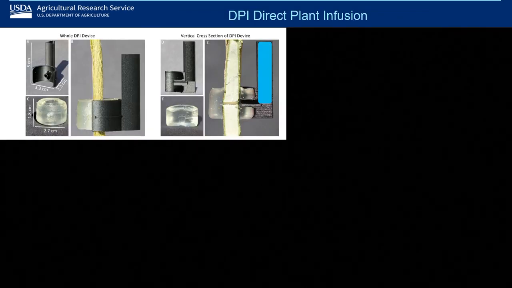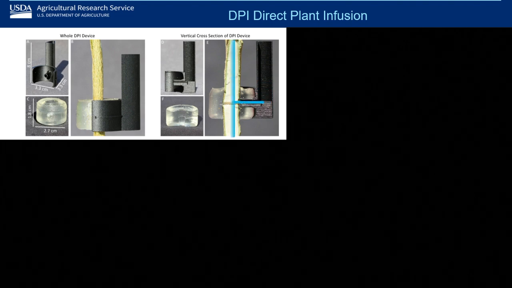We have two different systems to deliver a molecule in the phloem. One of these is called DPI, direct plant infusion. This is 3D printed, and you can see the ring is made of silicone to prevent leakage. What we do is add any molecule in the container, and then, because of the transpiration of the plants, the plant takes up the liquid in the tank.